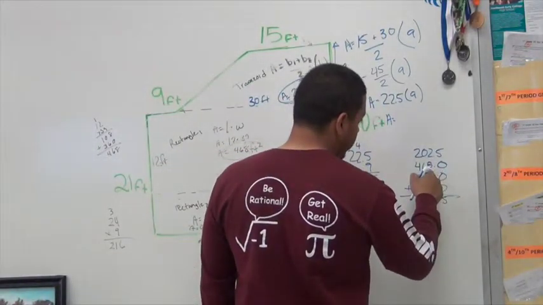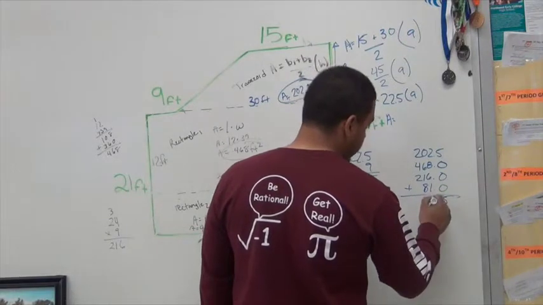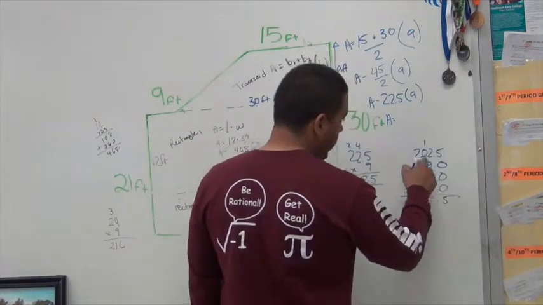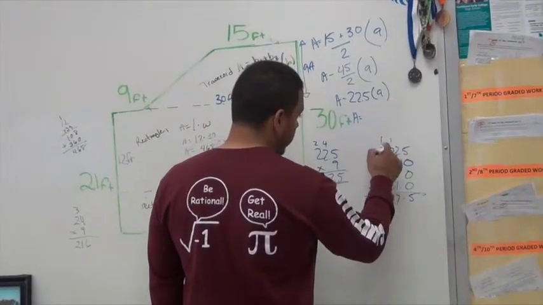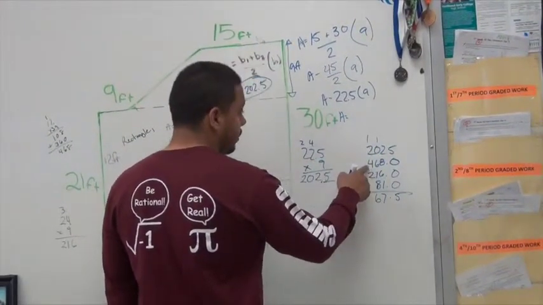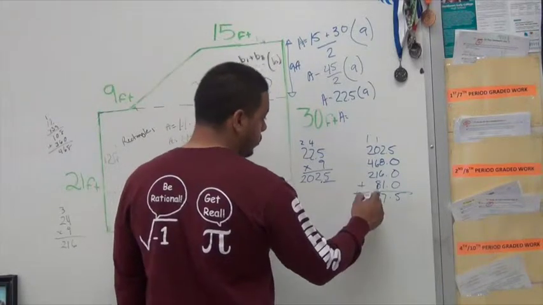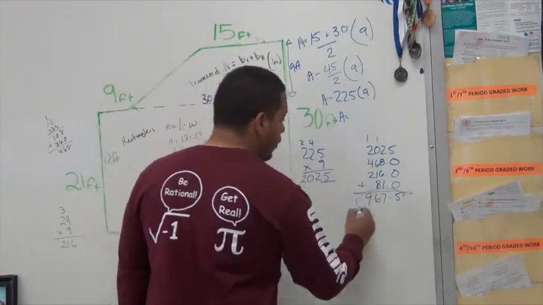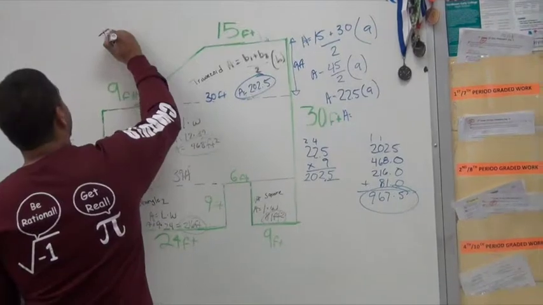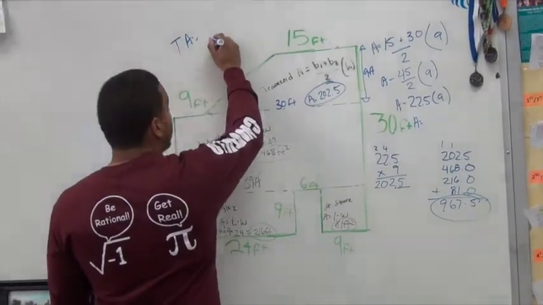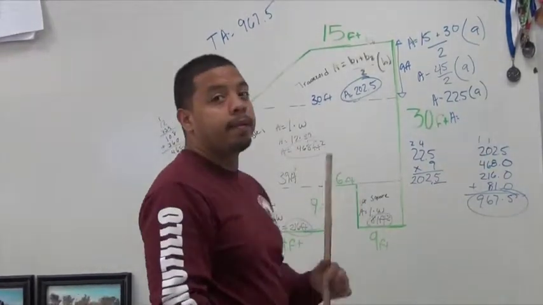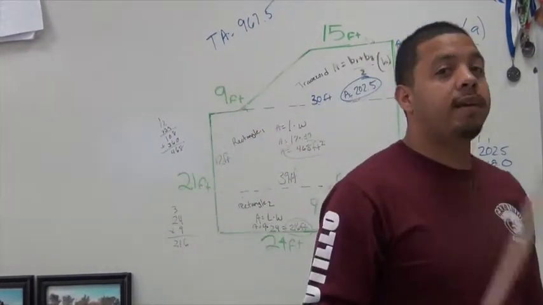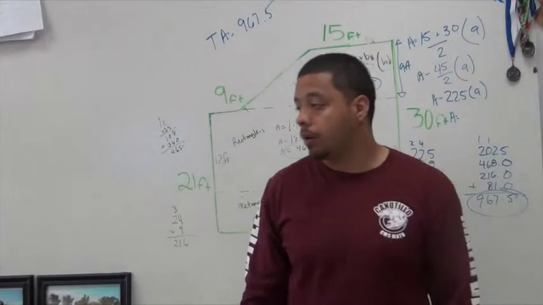2 plus 8 is 10, plus 6, 16, plus 7, 17. Carry the 1. 1 plus 6, 7, 8, 16, carry the 1. 1 plus 2 is 3, plus 4 is 7, plus 2 is 9. So my answer for the total area equals 967.5.